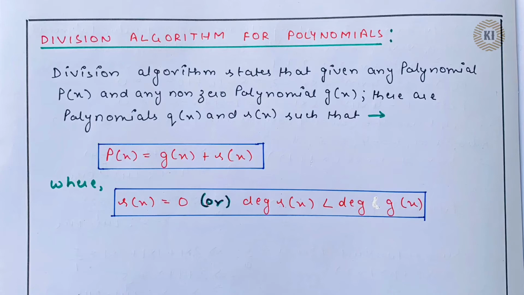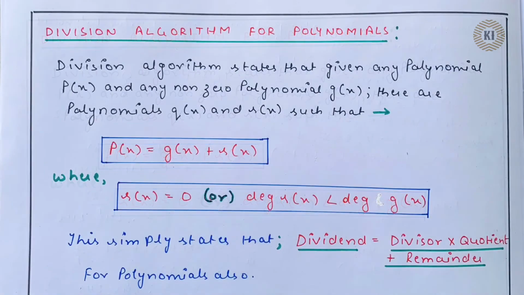Now what is the meaning here? This simply states what we already know from earlier: dividend is equal to divisor into quotient plus remainder. So this is a universal truth. We have studied it in small classes also for numbers, and it holds true for polynomials also. That means if you divide any polynomial by a different polynomial, you will get one quotient and one remainder, and quotient into divisor plus remainder will give you the dividend, which you have studied in chapter 1.